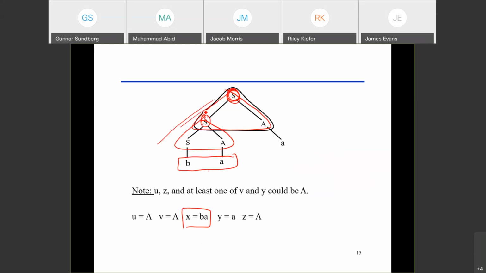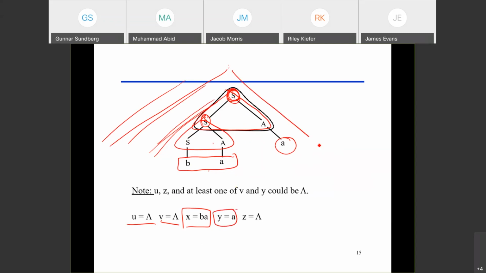Nothing here is coming from this side. So we do not have any V. So V is lambda. Look at this one. And above S, we start from S, so there is nothing coming here. So before S, U is lambda. Look at this one. This A does not belong to this tree, but belongs to this parent subtree, the self-embedded tree. So this is your Y, and you are not getting anything from here. So this is your Z, which is lambda.